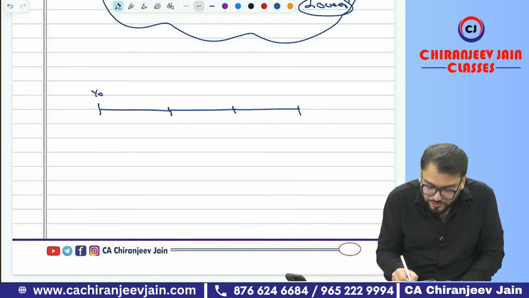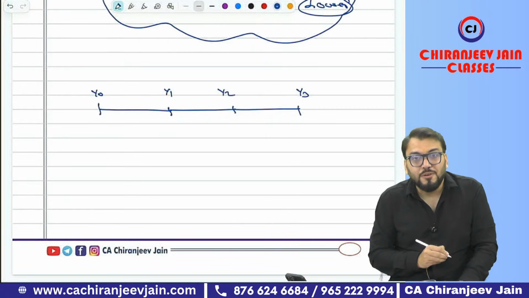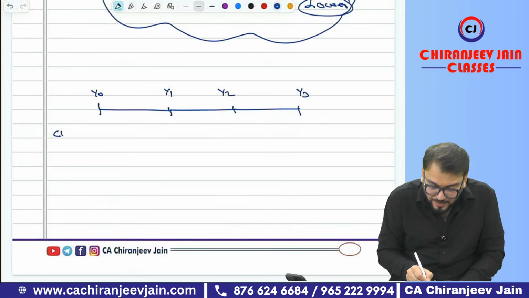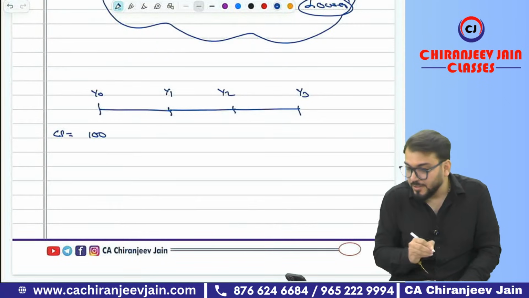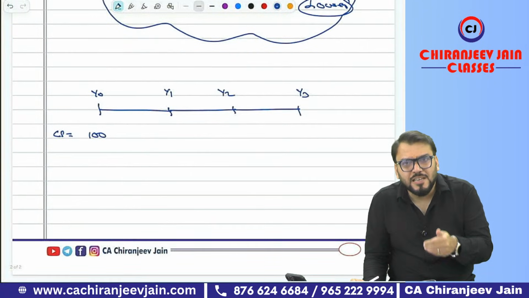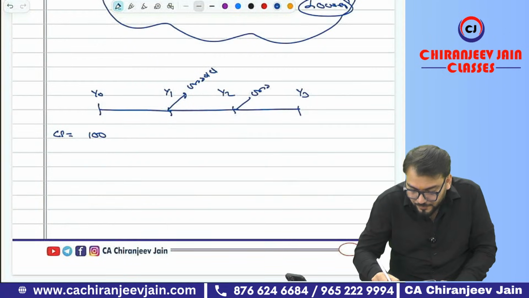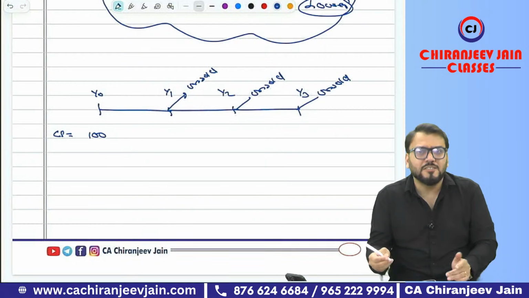Suppose this is Y0, this is Y1, this is Y2, this is Y3. And you purchase one inventory costing rupees 100. So you will do valuation at the end of each year. Let us assume that at the end of each year the inventory was unsold. Why? Don't ask me that.